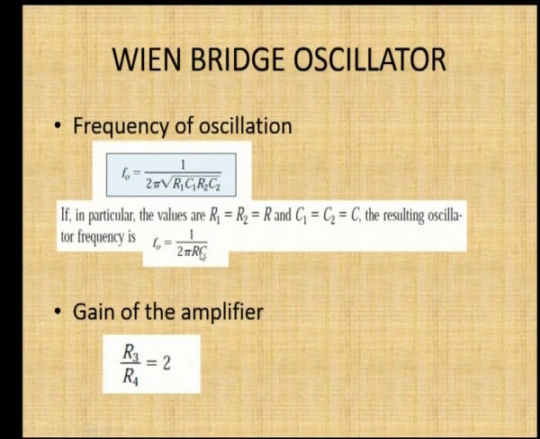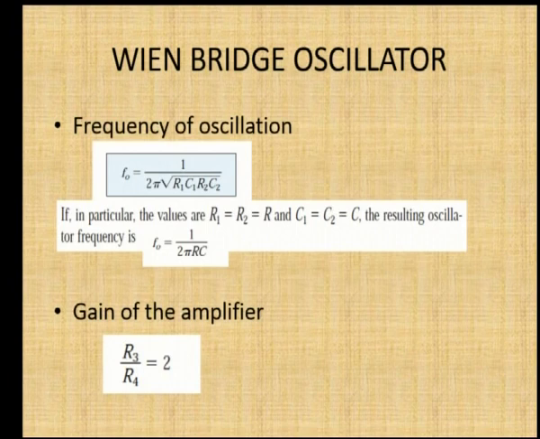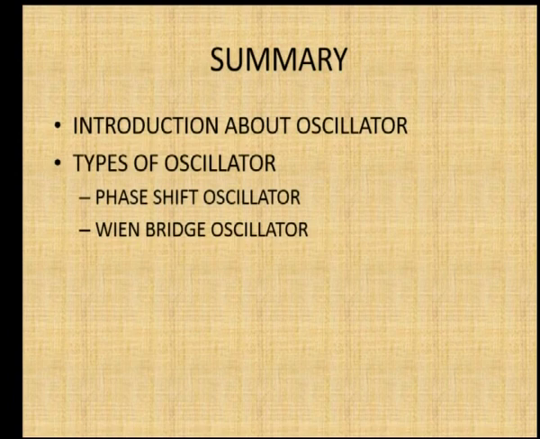As I said, it is 1 by 2 pi RC, and the gain of the amplifier as per the circuit is R3 by R4 is equal to 2. For the operational amplifier circuit, it is R3 by R4 is equal to 2. We will summarize what we have seen in the session.